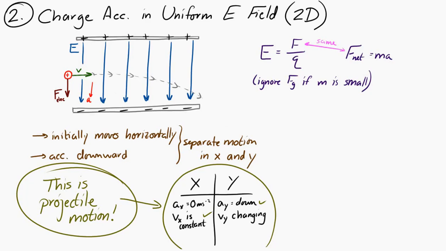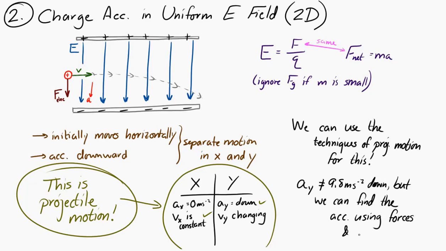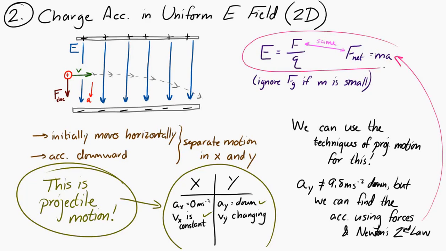All of those structures that we learned to deal with projectile motion, we can now apply to this situation. The acceleration is not going to be 9.8 meters per second squared downward, like it was in regular old projectile motion. It's going to be some different acceleration that we can determine using the electric force and the net force equals ma. But it's the same concept, and we approach it the same way.